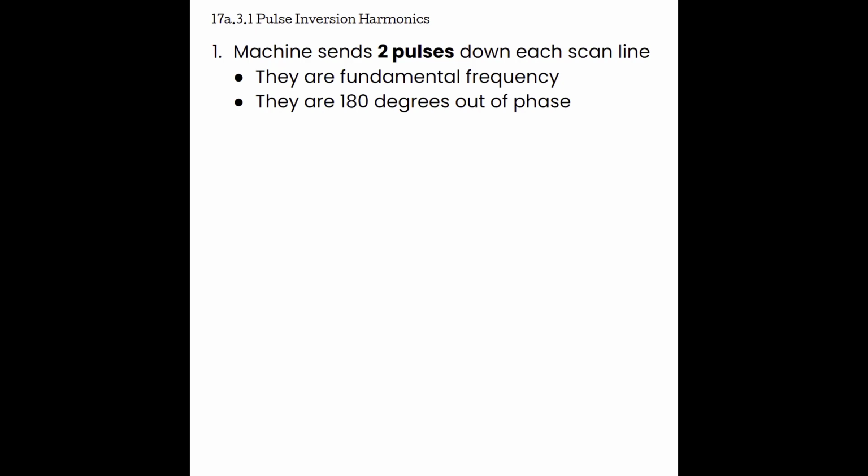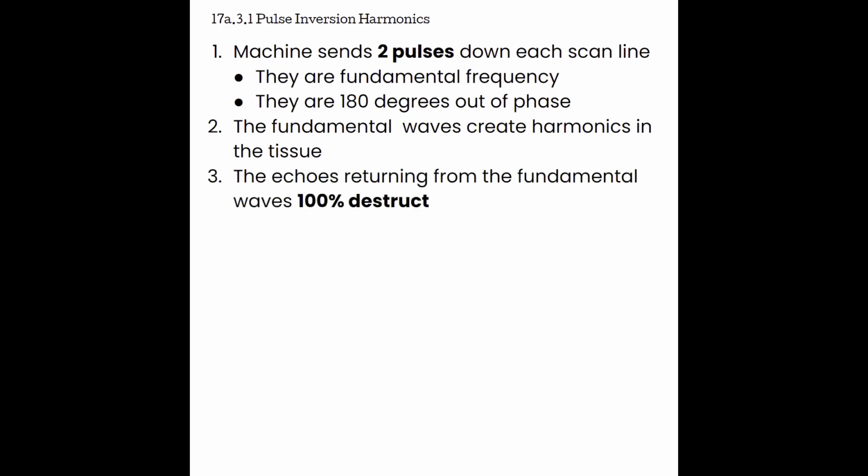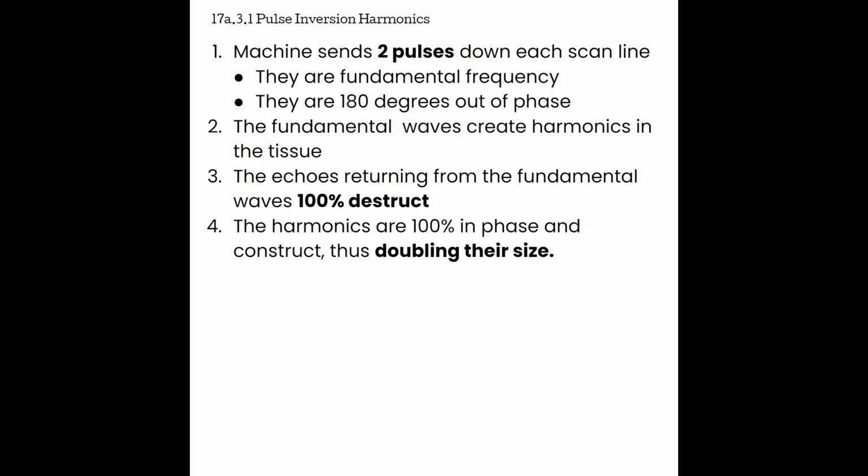They are going to interfere with one another, and when they are 180 degrees out of phase, it means that they are going to 100% destruct. And that's important for this pulse inversion harmonics. So 2 pulses sent down each scan line. The fundamental waves then are going to create those harmonics in the tissue. They're both going to create harmonics. As the echoes return from the fundamental waves, as I mentioned, they're going to 100% destruct. They are going to cancel each other out. So the fundamental echoes cancel each other out, and what we're left with are harmonics from both of the waves.